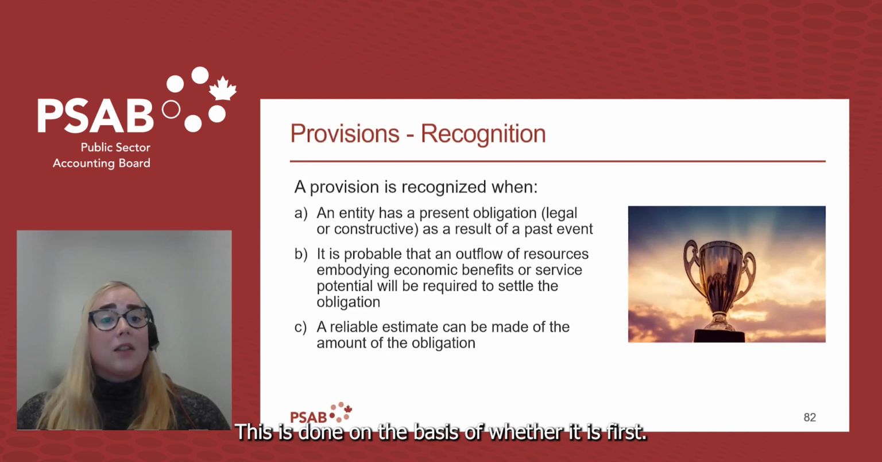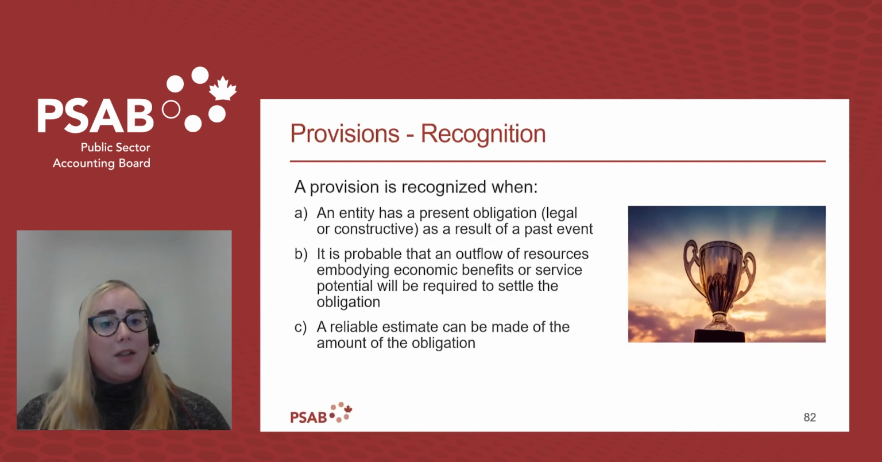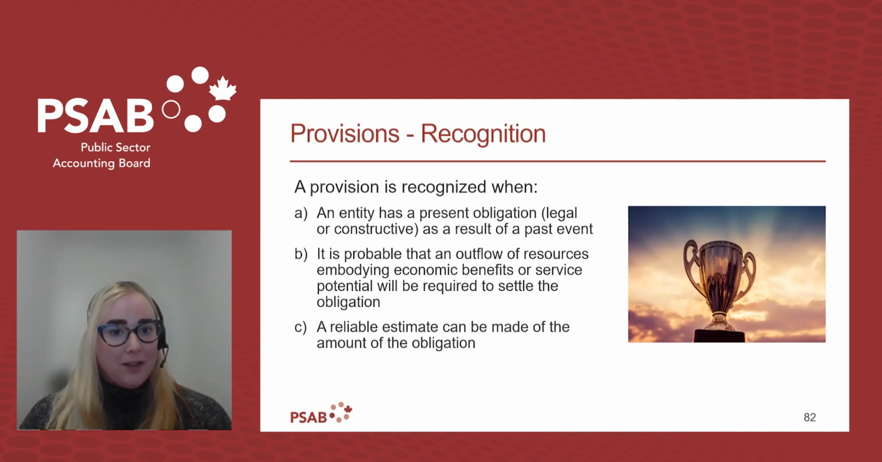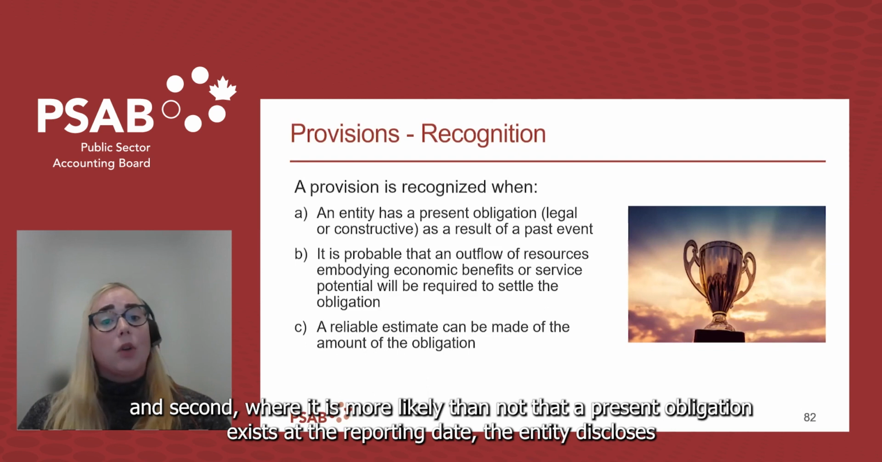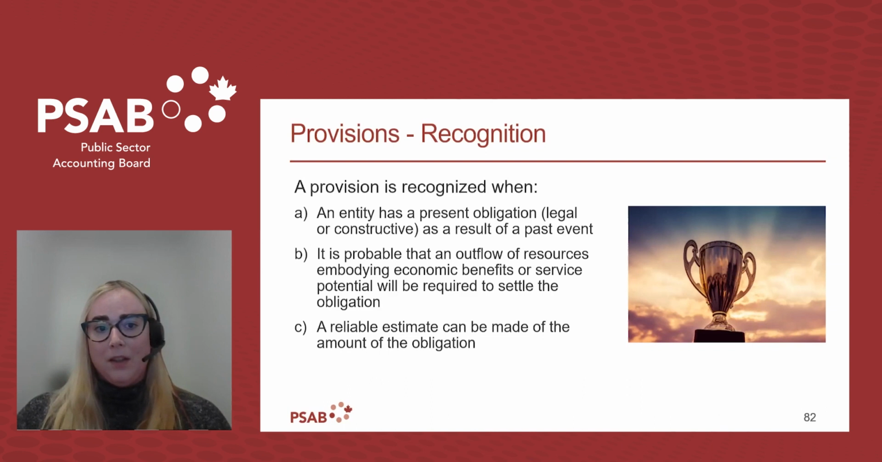This is done on the basis of whether it is, first, more likely than not that a present obligation exists at the reporting date, where the entity recognizes a provision, again, if the recognition criteria are met. And second, where it is not more likely than not that a present obligation exists at the reporting date, the entity discloses a contingent liability unless the possibility of an outflow of resources embodying economic benefits or service potential is remote.